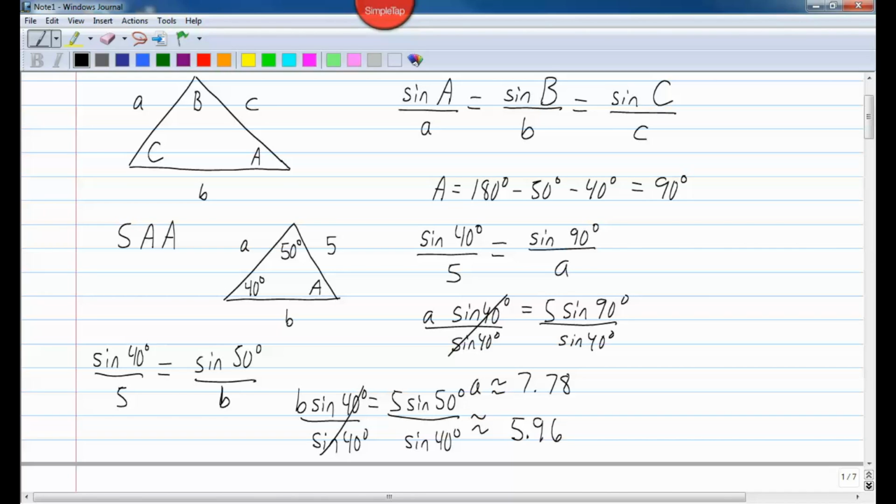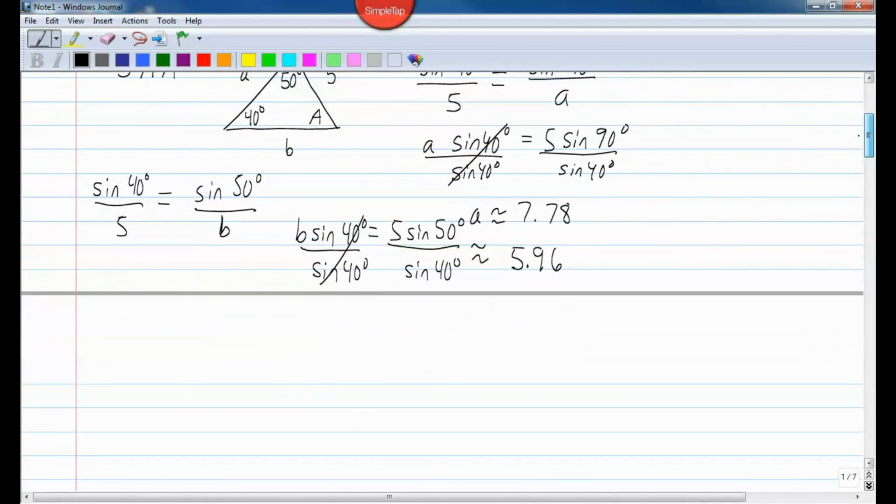All right, so that was a side angle angle triangle. As long as you have side angle angle triangles, pretty much will always work out like that. Another pretty easy type of triangle is an angle side angle triangle. It's called angle side angle triangle because you know in either a clockwise or counterclockwise rotation, you know an angle, a side, and another angle, all in a row.